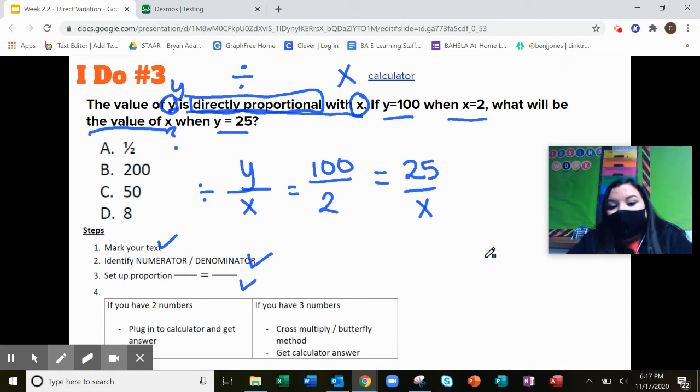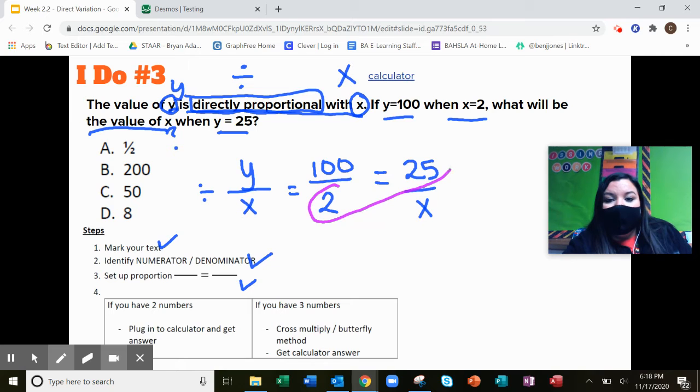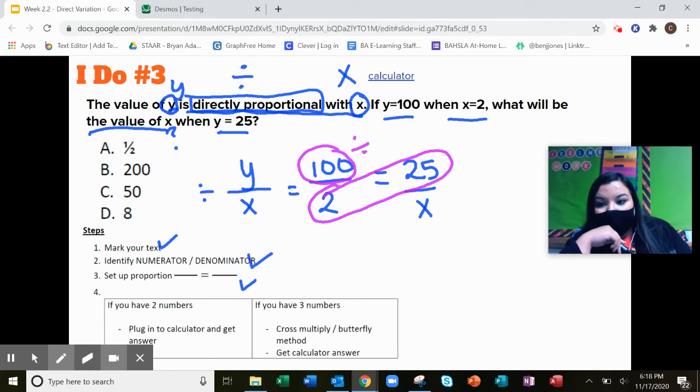All right, so this next portion says we can cross multiply or do that butterfly method that most of you guys are familiar with from like elementary school or something like that. So we're essentially going to take these 2 numbers, so 25 times 2, and then we're going to divide by that extra number. All right, so we're going to do 25 times 2.